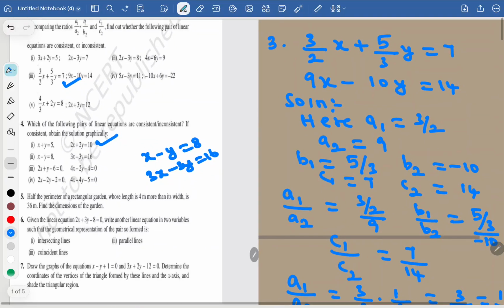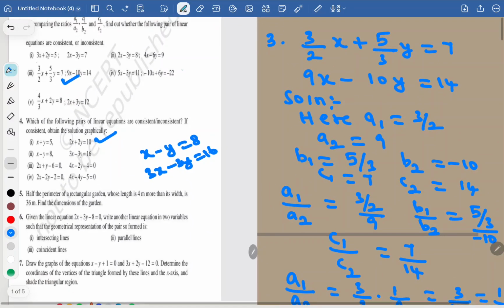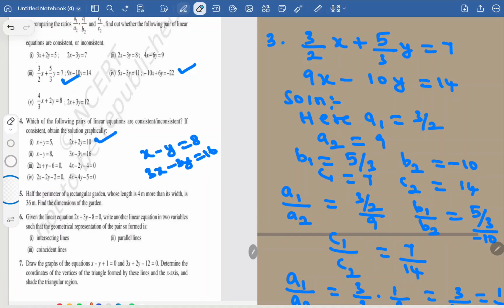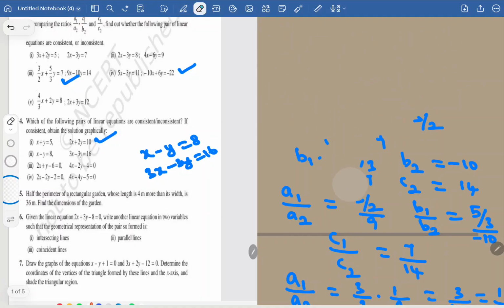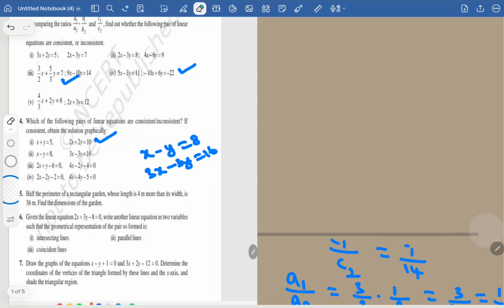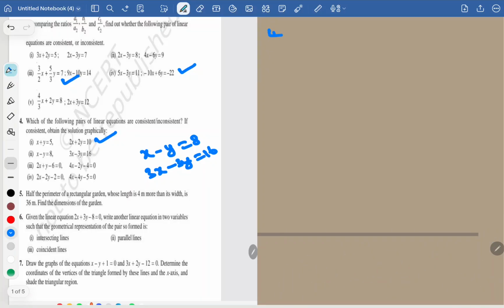I am going to discuss the fourth subdivision of third problem in this video itself. What is the fourth one? The fourth one is given as 5x minus 3y equal to 11, minus 10x plus 6y equal to minus 22.